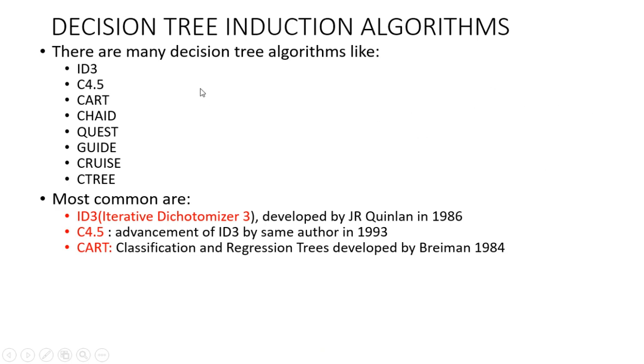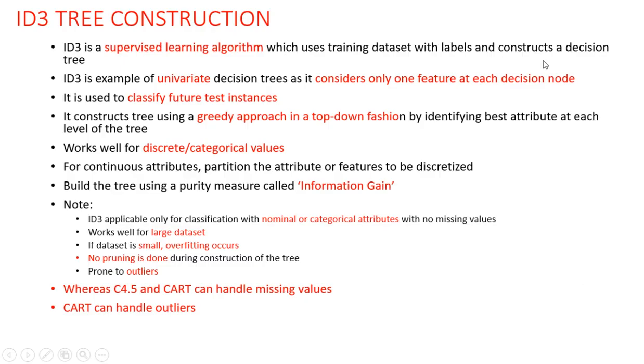There are different types of decision tree algorithms like ID3, C4.5, CART, CHAID, Quest, Guide, Cruise and CTREE, and the most common ones are ID3, C4.5 and CART. In the next few sessions we will be discussing each of these algorithms and we will be doing problems on them. So let's meet in the next session where I will be discussing the first decision tree, that is ID3 tree construction. We will discuss the algorithm and we will do a problem on this.